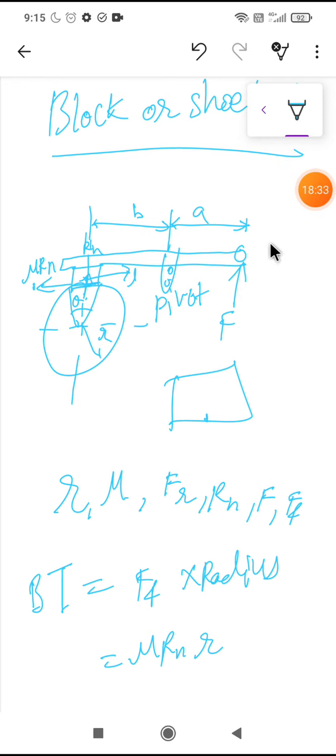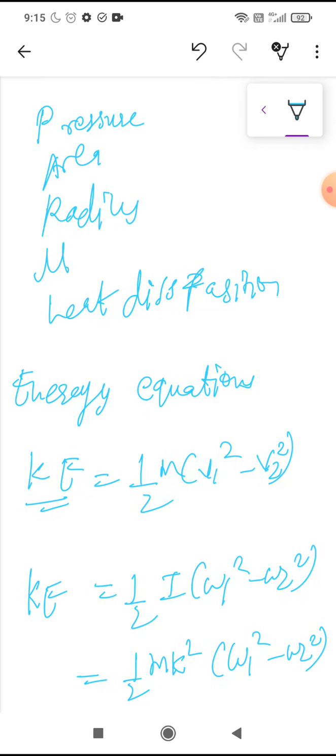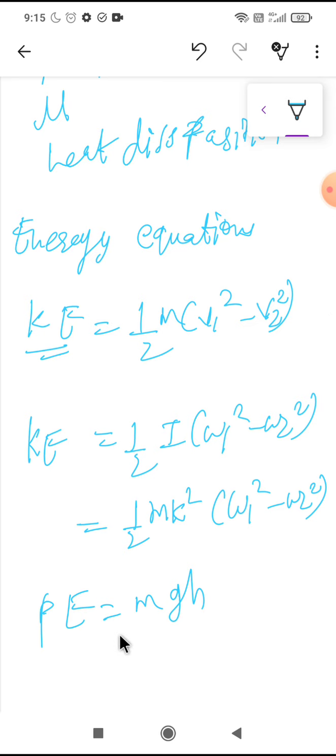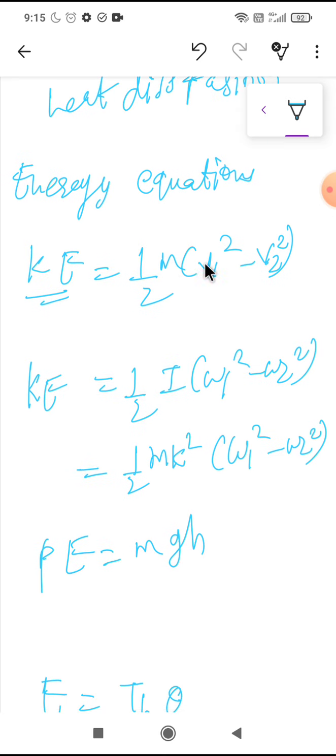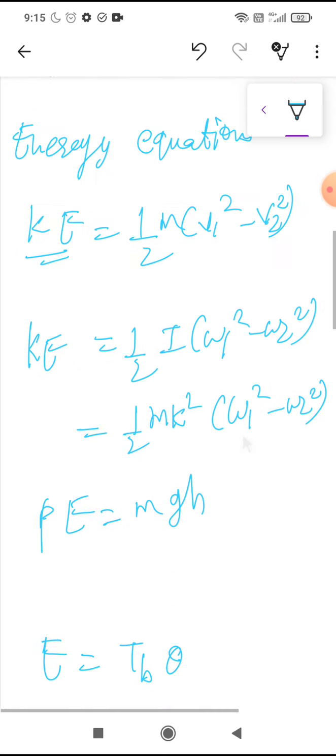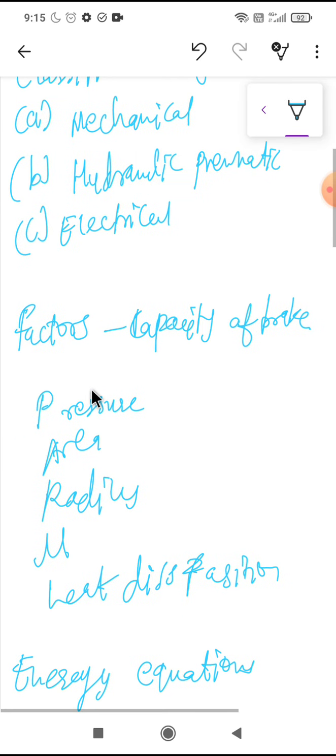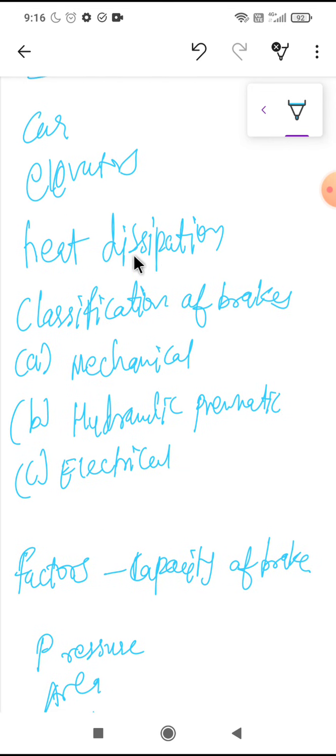So what else did we see today? The energy equations, that is kinetic energy, potential energy, kinetic energy in terms of rotation, and the energy absorbed is equal to braking torque into the angle theta. We also saw various factors of the capacity of a brake: pressure, area, radius, coefficient of friction, and heat dissipation. And the classification of brakes is mechanical, hydraulic, pneumatic, and electrical. In this we have seen one brake, the band brake, today.